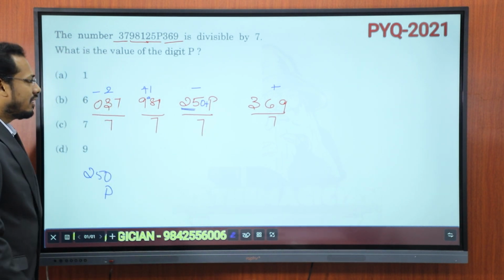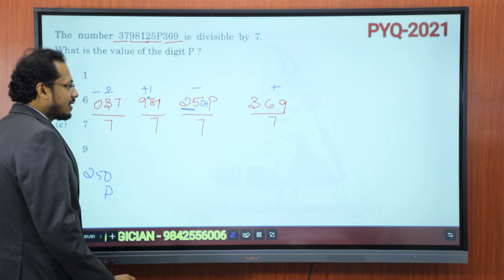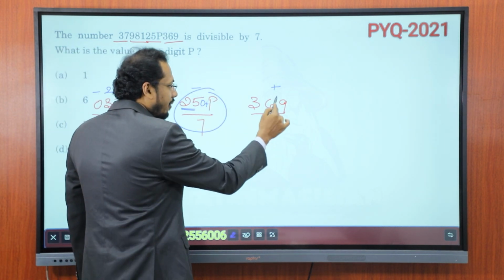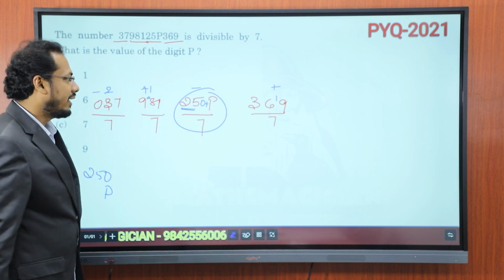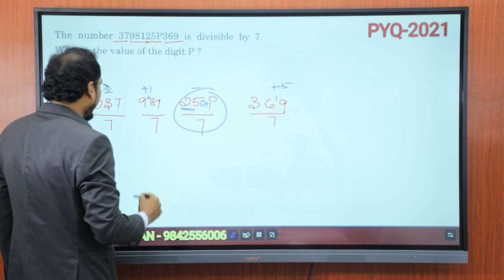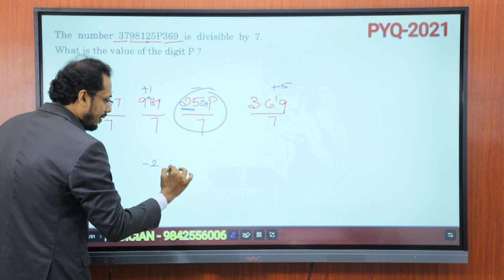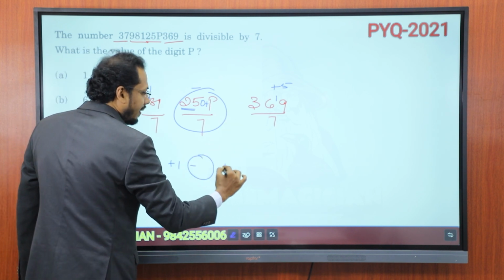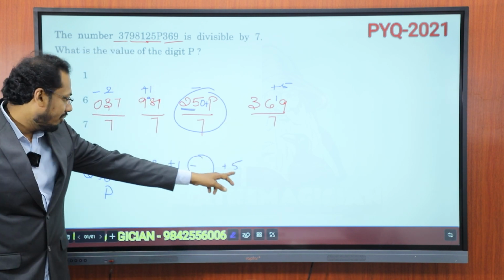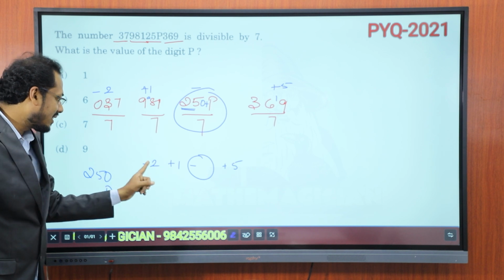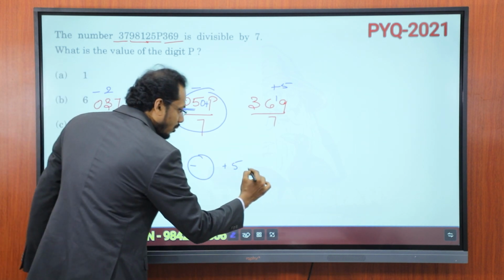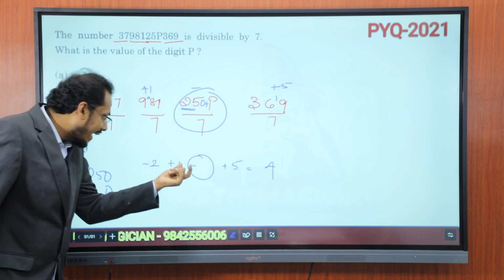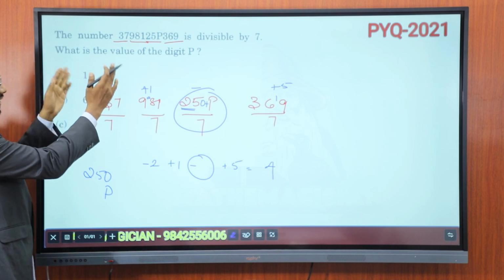25, 21. So remainder is 4. Okay, leave this. We will do it later. Now, 35, remainder is 1, 19. 7 2s are 14, remainder is 5. Now take these values: minus 2, then plus 1, then minus some number will come here, then plus 5. 5 plus 1 is 6, 6 minus 2 is what? 4.